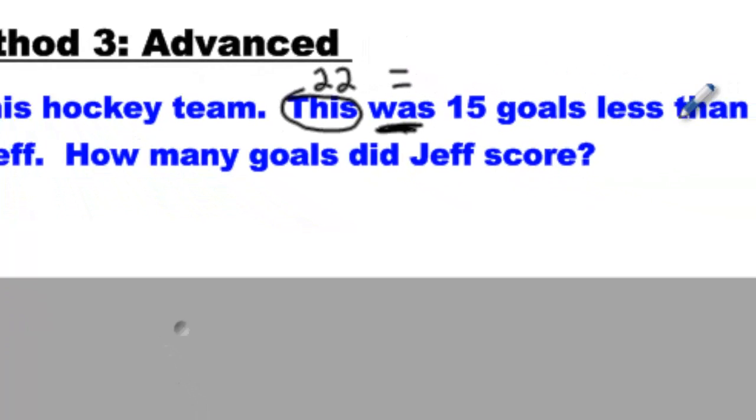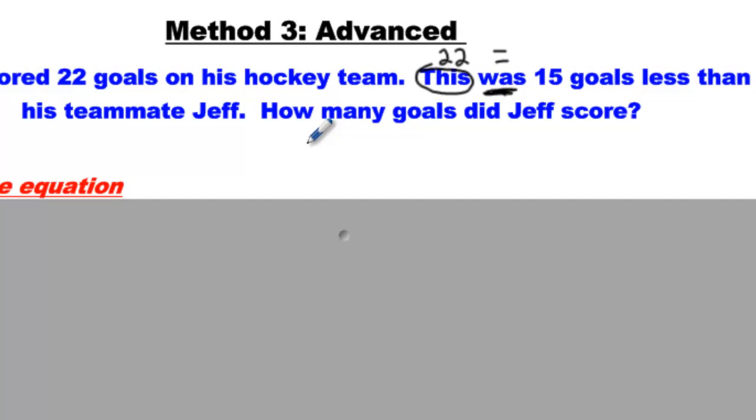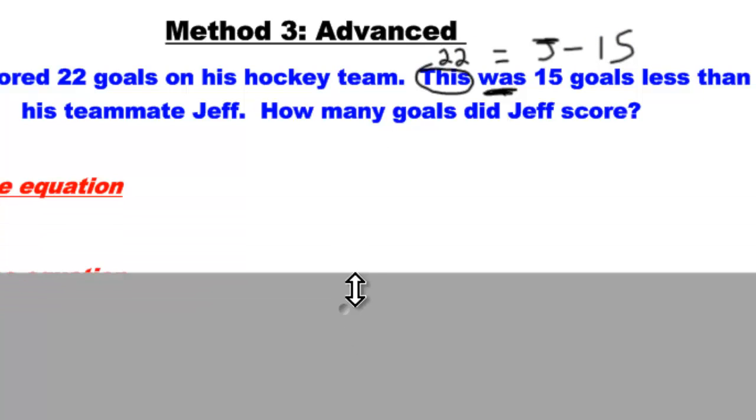15 goals less than his teammate Jeff. Do I know how much Jeff scored? No, that's what the question's asking. So I'm going to write j minus 15. That's 15 less than Jeff. Take Jeff's goals and minus 15 and you will get 22. That's my equation. So let's write it down. We're going to get 22 equals j minus 15.